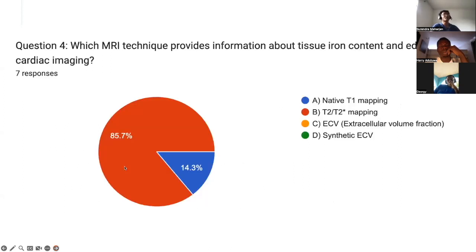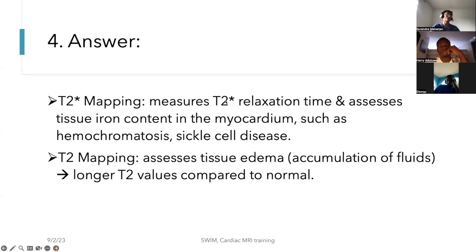Question 4: which MR technique provides information about tissue iron content or edema in cardiac imaging? It's T2 or T2 star mapping. It measures the T2 star relaxation time and assesses the tissue iron content in the myocardium, such as in hemochromatosis or sickle cell disease. Shorter T2 star values indicate the disease. T2 mapping assesses the tissue edema, that is the accumulation of fluids, and longer T2 values indicate edema compared to normal.